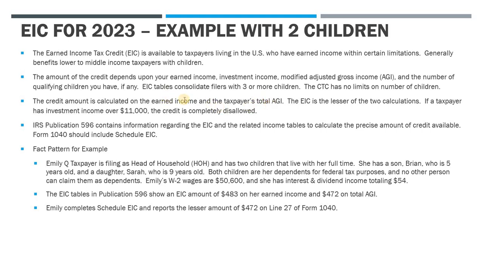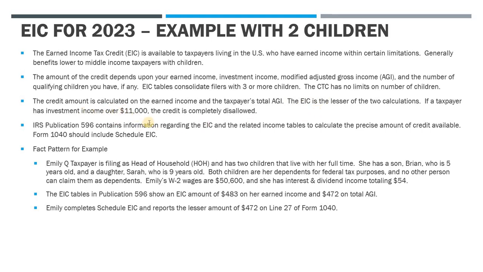Now the EIC tables basically consolidate all filers that are going to have 3 or more qualifying children. So in other words, whether you have 3 children, 4, 5, or 6, the EIC table is going to use the same amount as if you had just 3. In contrast, with the child tax credit, there's really no limit on the number of qualifying children you can have. If you have 6 children, you have potentially 6 times 2,000, so 12,000 of eligible credit, obviously subject to all the phase outs. That's one of the big distinctions between the 2 credits.